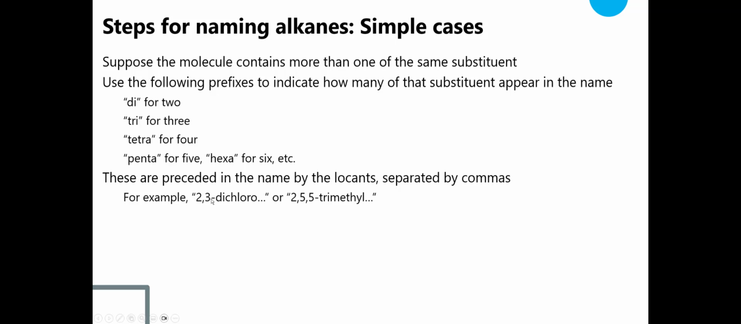So here we have 2,3-dichloro. Again, a dash separates numbers from letters. And so this just tells us that there are chlorine atoms on the second and third carbon. Here I have 2,5,5-trimethyl, with again a dash. So let's go ahead and take a look at this compound, which has 2 methyl groups, as we'll see, and give it a name.